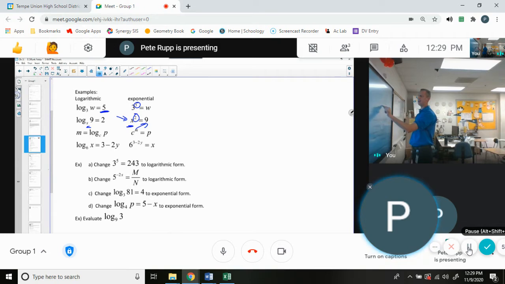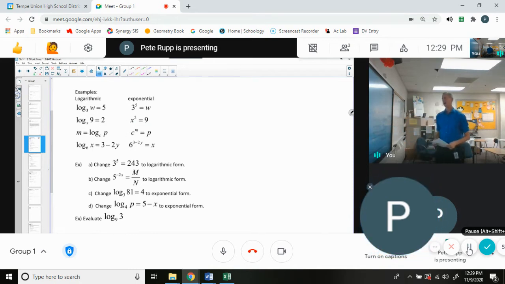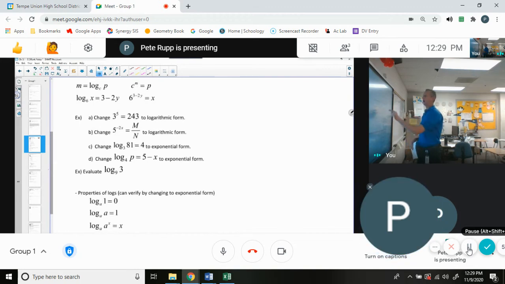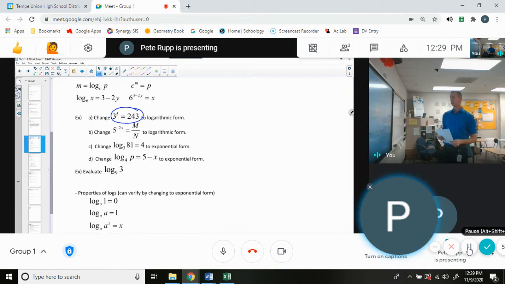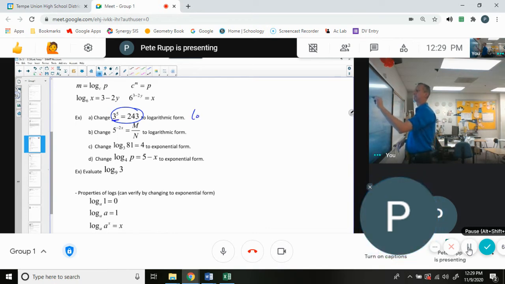Okay, so it's the base of whatever is over here by itself equals the power. And so you can kind of go back and forth doing it that way. Okay, so in this case right here, change 3 to the 5th equals 243 to logarithmic form. Remember that it's the log base 3 of this side equals the power. Okay, so the power is going to go by itself.